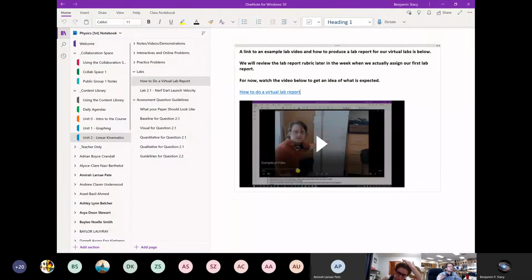You could do this entirely on paper, or you could have a few of the components written on paper, and then you submit a second picture that's got your data table if you want to keep your data table in an Excel or Google Sheets spreadsheet. But all that's in this example lab report. Watch it.